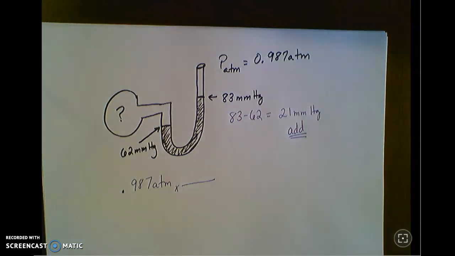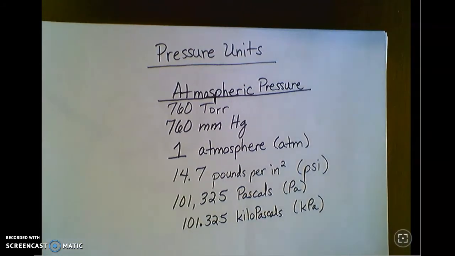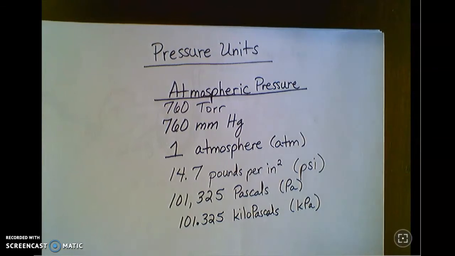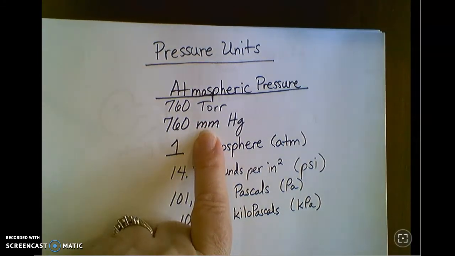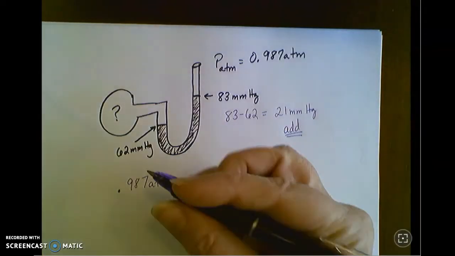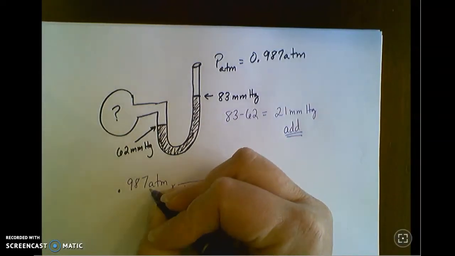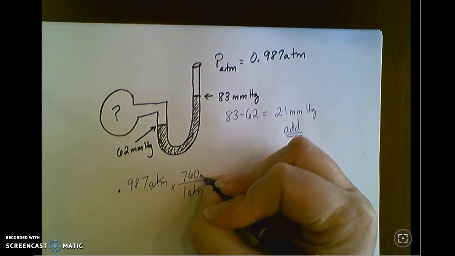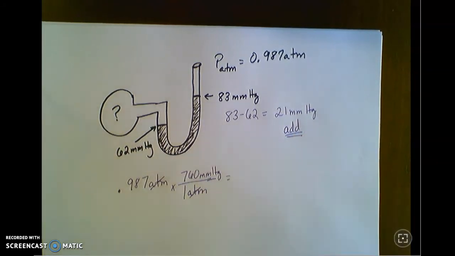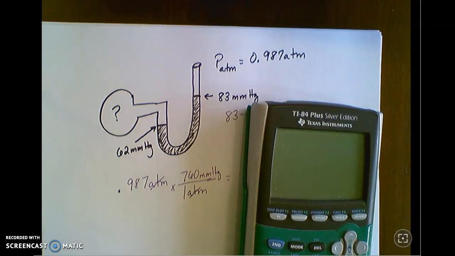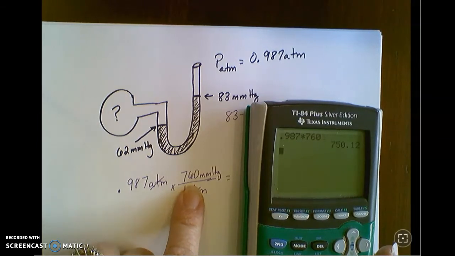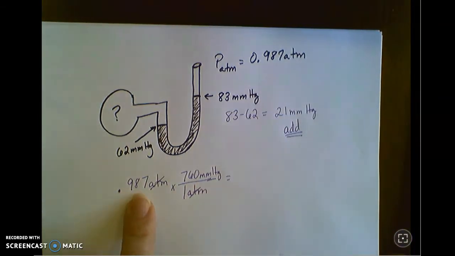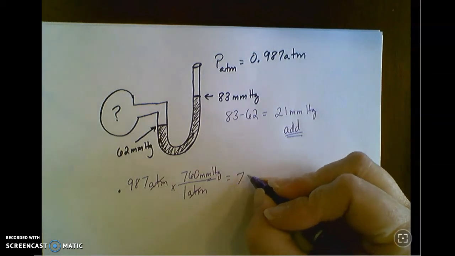And hopefully you've got this written down handy somewhere. This is the table from the last video. So atmospheres to millimeters, the relationship is 1 atmosphere is equal to 760 millimeters of mercury. So we're going to put the atmospheres on the bottom to cancel them, 760 millimeters of mercury on top. So the actual atmospheric pressure in units that I can use for this problem, 0.987 times 760, so 750.12. Again, I'm going to use this number for my significant figures.